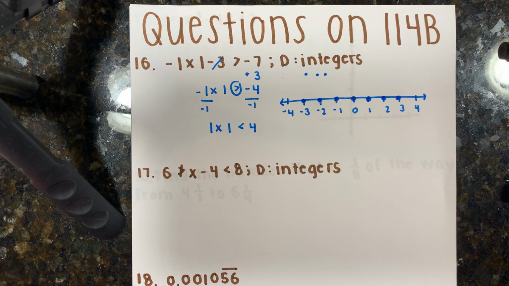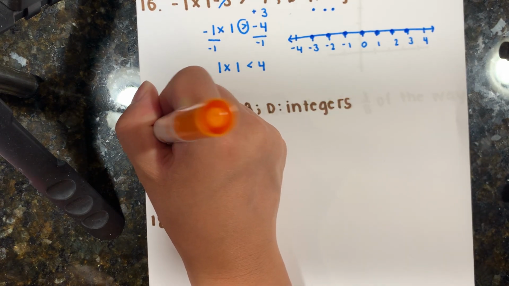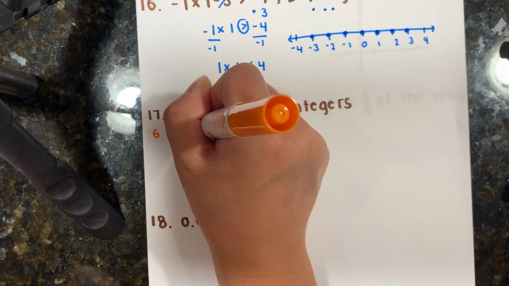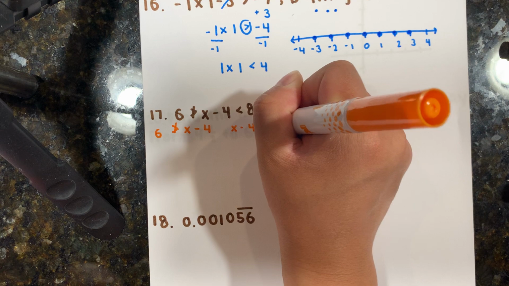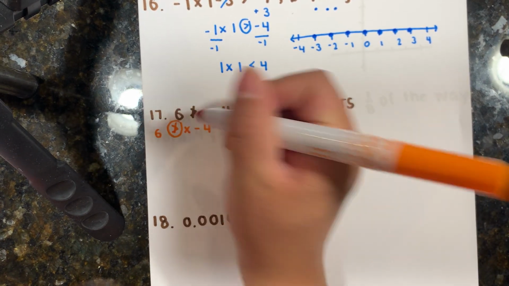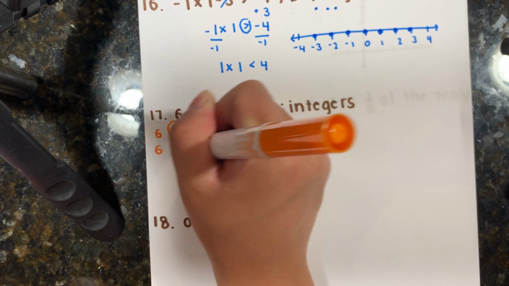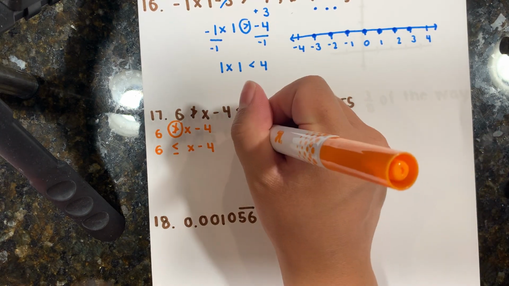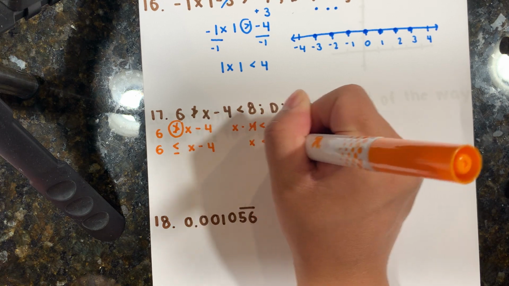Now looking at number 17, I'm going to start by splitting up the two inequalities. So I have 6 is not greater than x minus 4. And then I have x minus 4 is less than 8. So I'm going to start by flipping this inequality and adding the equal sign. So that'll be 6 is less than or equal to x minus 4. For this one, I'm going to just add 4 to the other side. So I have x is less than 12.